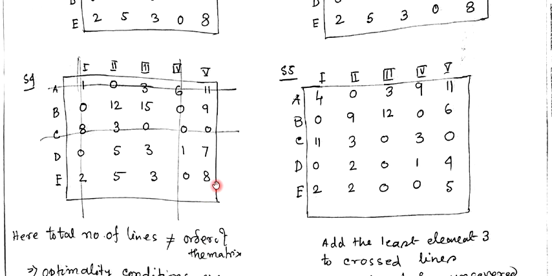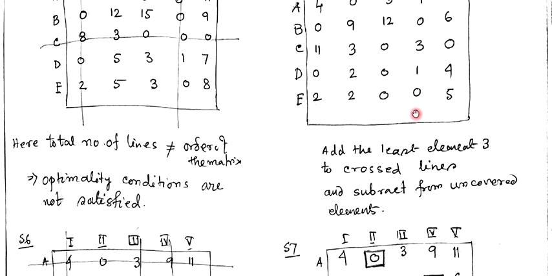Next we have to determine the smallest element from the uncovered elements. These are called uncovered elements. From these uncovered elements, the smallest value is 3. We subtract this 3 from the uncovered elements, that is from 12, 15, 5, 3, 5, 3, 7, 8, and add it at the junctions, that means 8 plus 3, 1 plus 3, 6 plus 3, 0 plus 3, and this is the resulting matrix.